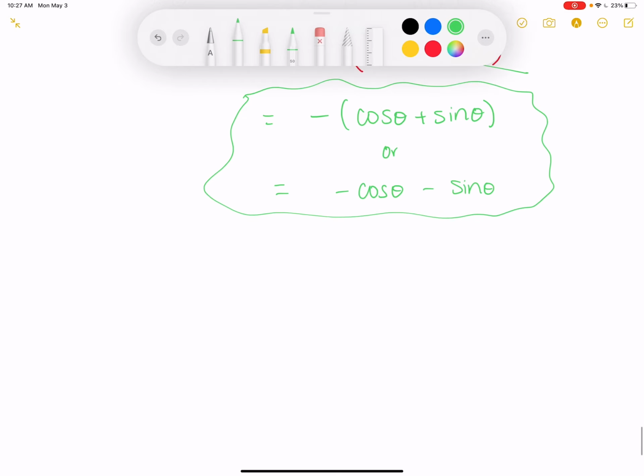All right, a little harder. 2 sine of theta over 2 cosine of theta over 2 is equal to, okay, now for something like this, I now have two half angles that are being multiplied by each other. So my 2 is staying out front.